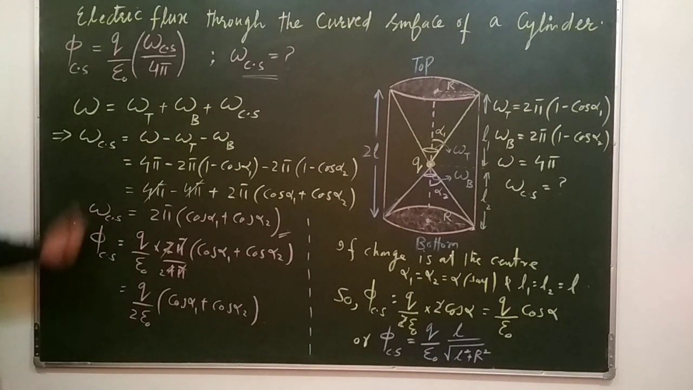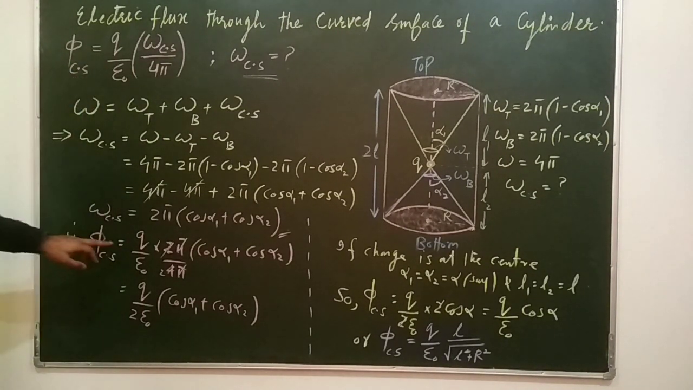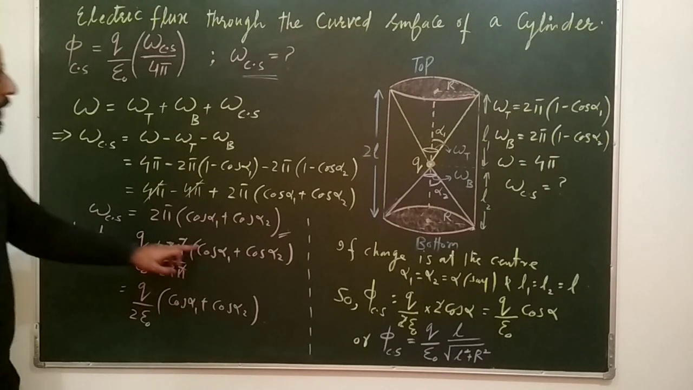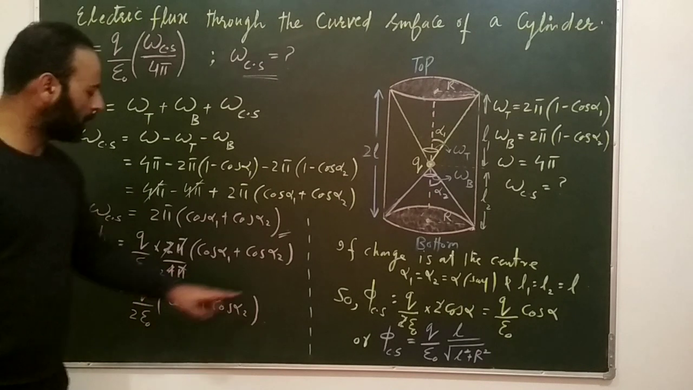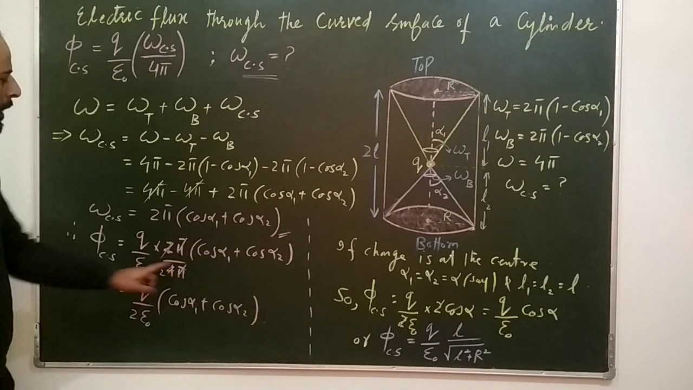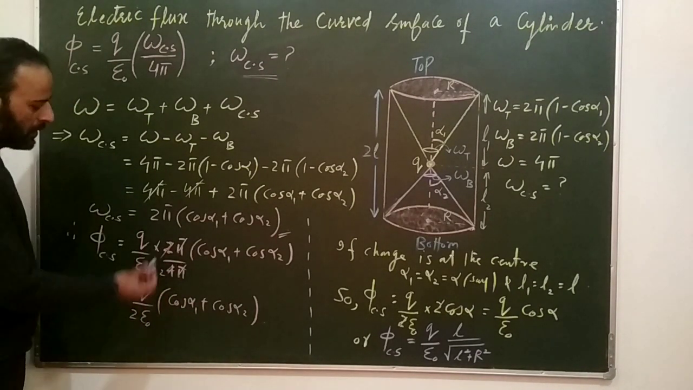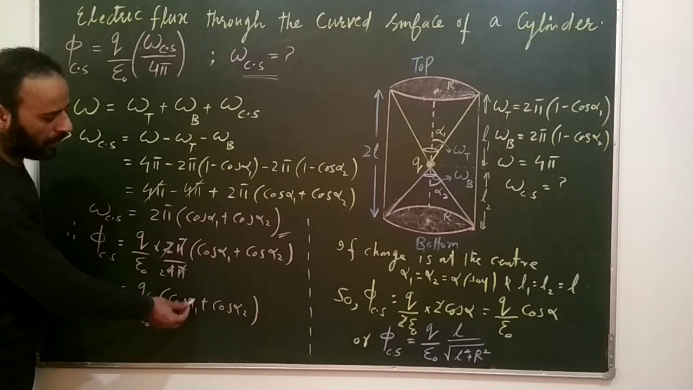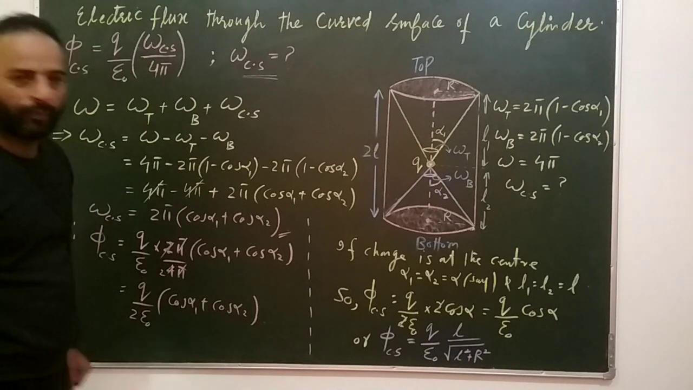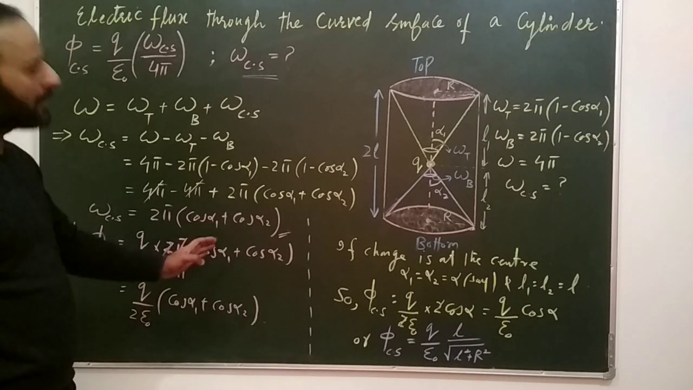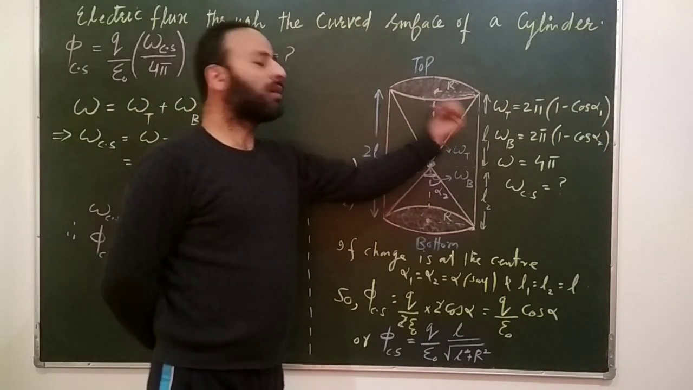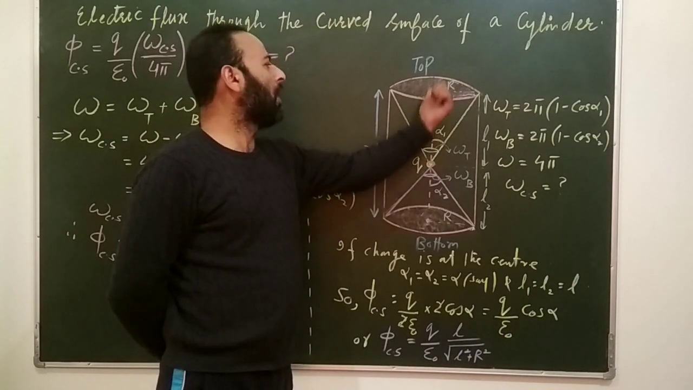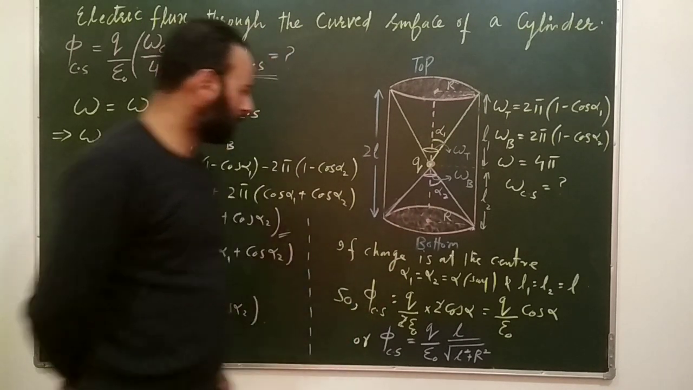So therefore, the flux using the above formula is given by Q divided by epsilon naught, times 2 pi into cos of alpha 1 plus cos of alpha 2, divided by 4 pi. Pi and pi cancel here, 2 ones are 2, 2 twos are 4, so we get Q divided by 2 epsilon naught into cos of alpha 1 plus cos of alpha 2. So this is the flux through the curved surface of the right circular cylinder by the charge Q placed on its axis at any point, right?